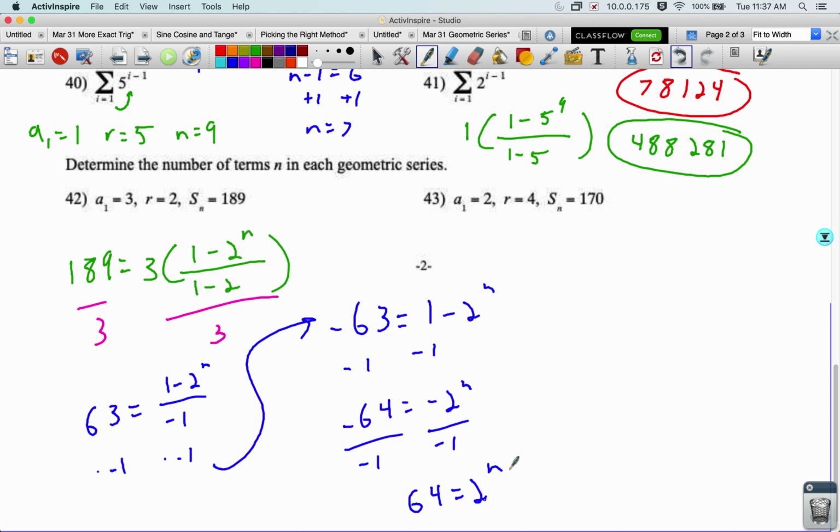And now I just got to figure out 2 to what power equals 64. Let me try 2 to the 5th. Too low. Let's try 2 to the 6th. And we get it, so n equals 6. So we can avoid logarithms by just guessing and checking there. And we're done with 42.